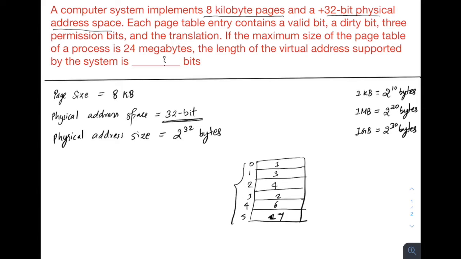But in some cases, what will happen? Other than this frame number, some extra information can also be included with the page table. Here it's given that the extra information is a valid bit. So you will have a valid bit here. So this is the frame number, then you have the valid bit, which is 1 bit, then you have a dirty bit.